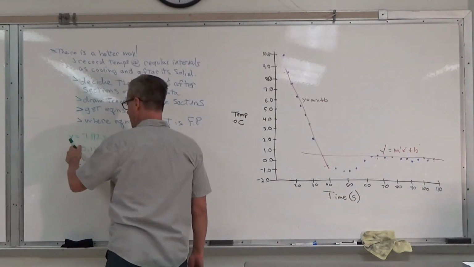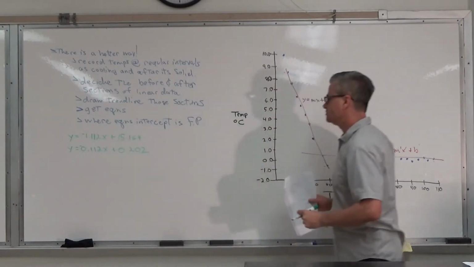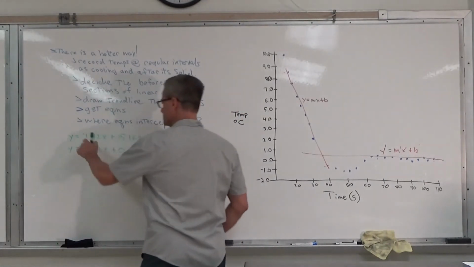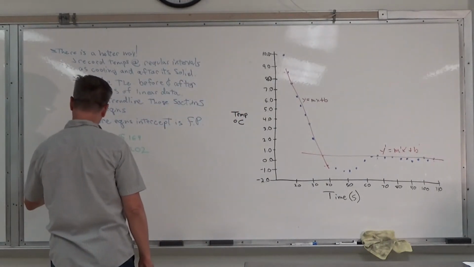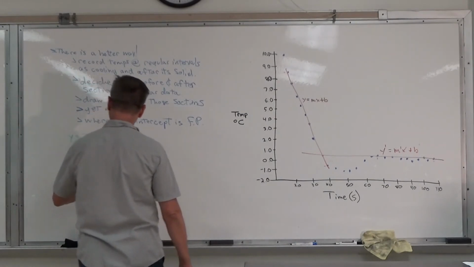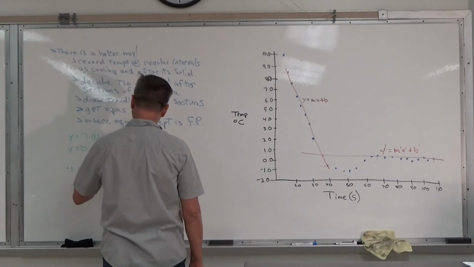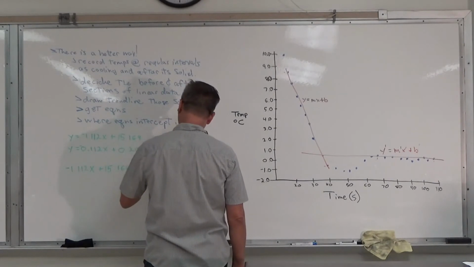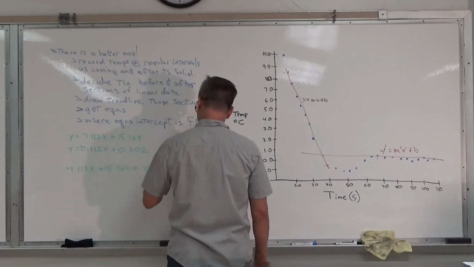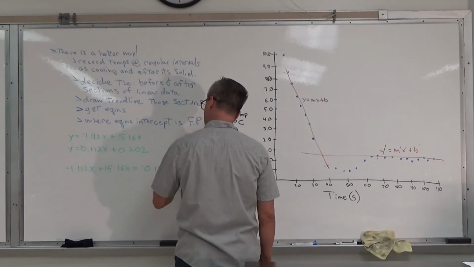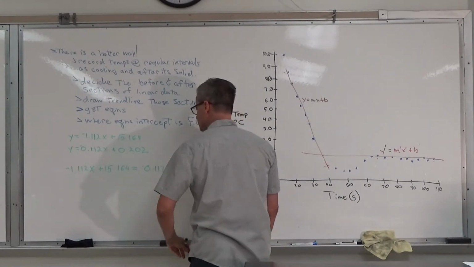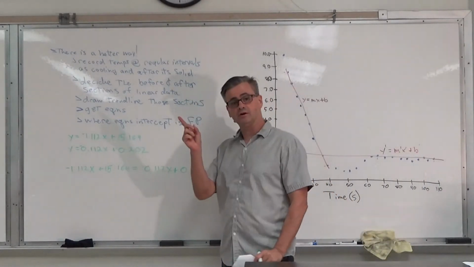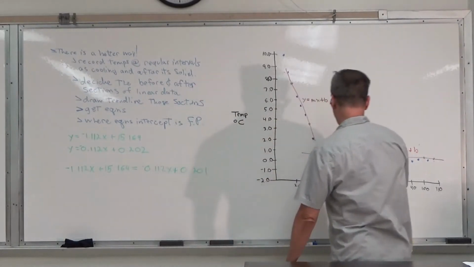Well, they're both already set up for y. Where they intersect, they're going to have the same y and the same x, so just set those two equal to each other. Set negative 0.112x plus 15.164 equal to 0.112x plus 0.202. Now you've got an algebraic equation with only one variable. Solve for x, and you'll figure out the x where they intersect.